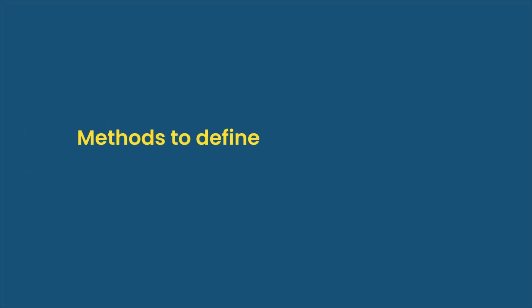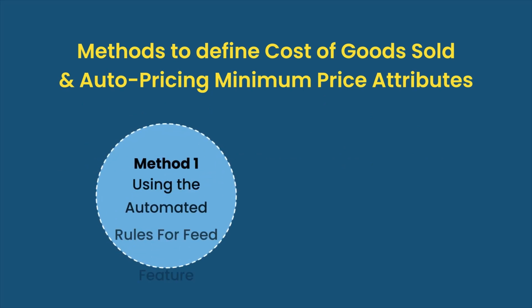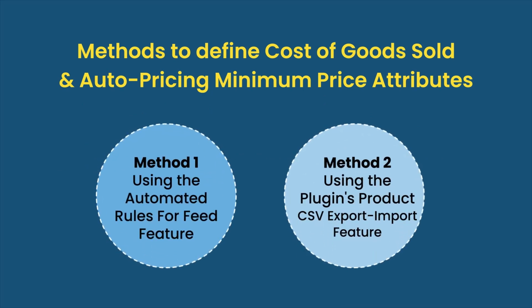In this video, we'll show you how to define values for cost of goods sold and auto pricing minimum price attributes. There are a few different ways to assign values for cost of goods sold and auto pricing minimum price attributes. We will walk you through all of them one by one.